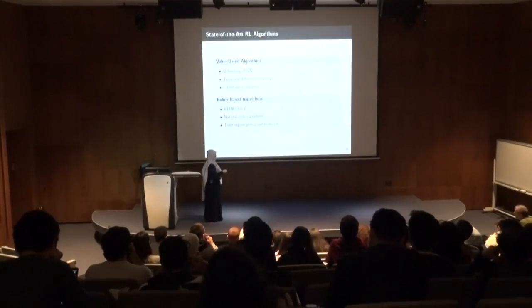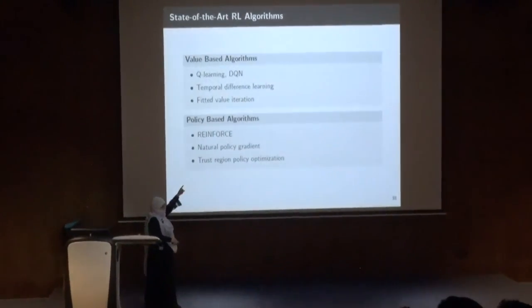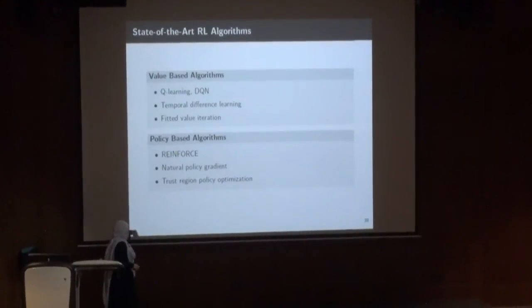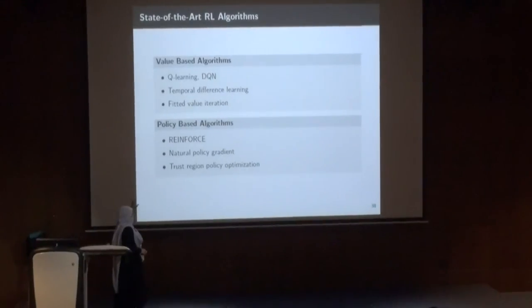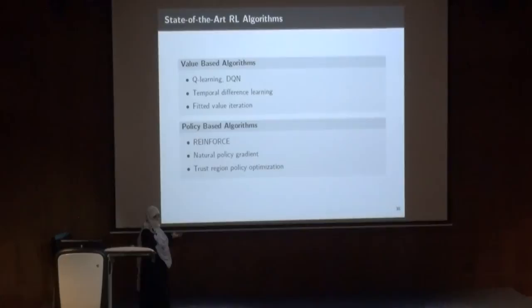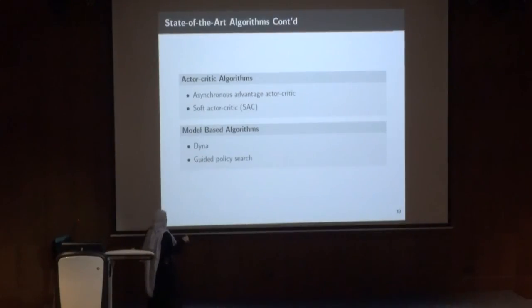And so the state-of-the-art algorithms for the value-based methods are the Q-learning algorithm, deep Q network, temporal difference learning, fitted value iteration. For the policy-based algorithms, we have REINFORCE, which is the father of all other algorithms in policy-based algorithms. We have the natural policy gradient and trust region policy optimization. For the actor critic, we have SAC, which is very well known, and we have the asynchronous advantage actor critic. For model-based, we have Dyna and the guided policy search.